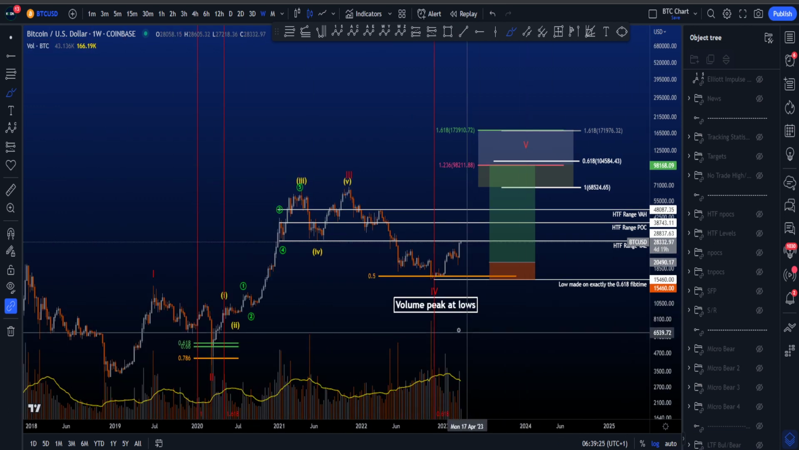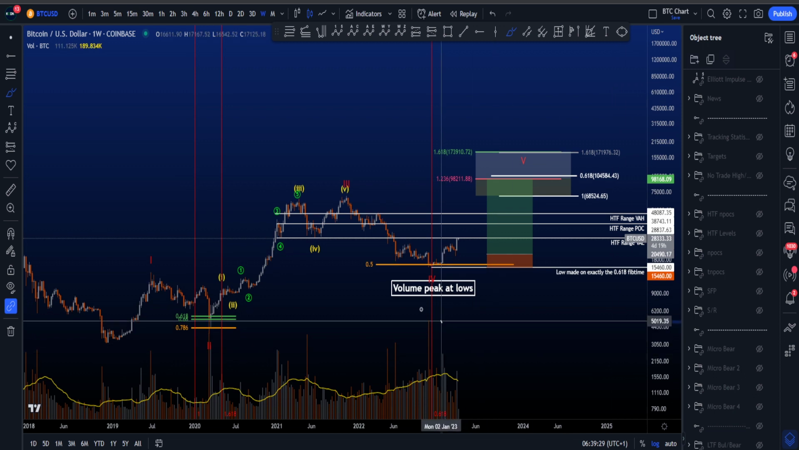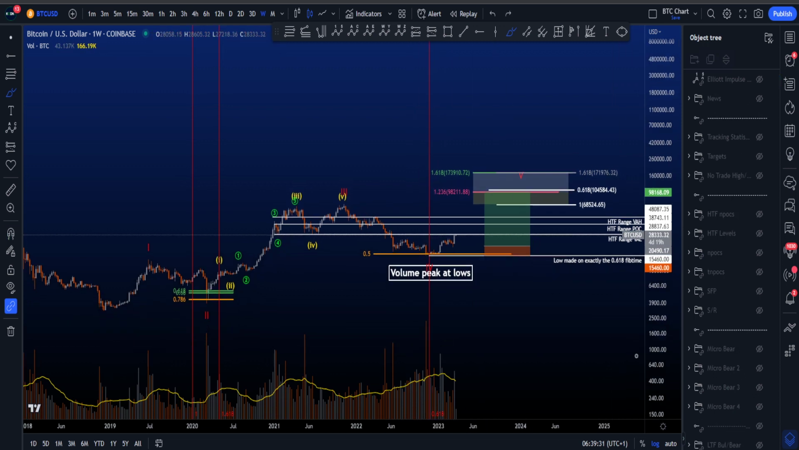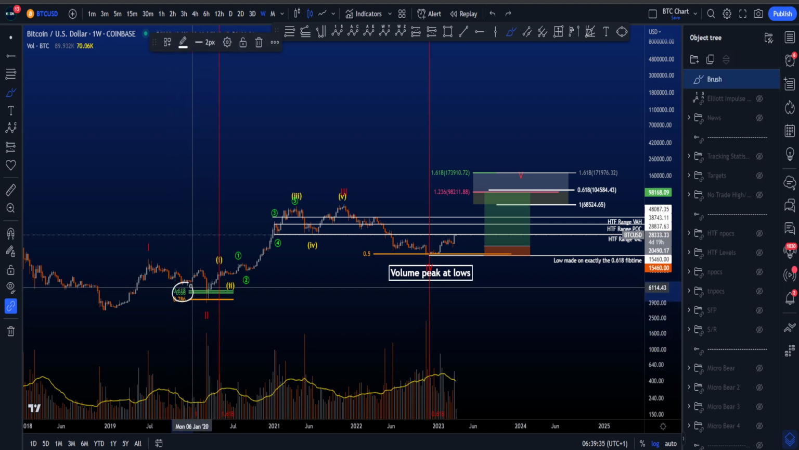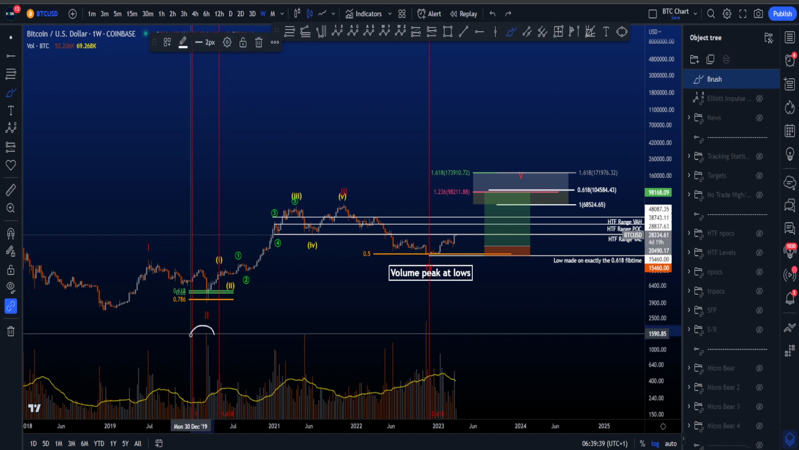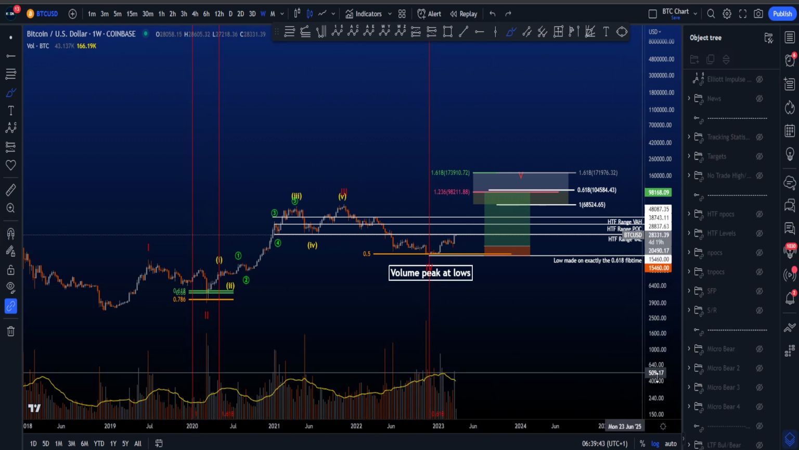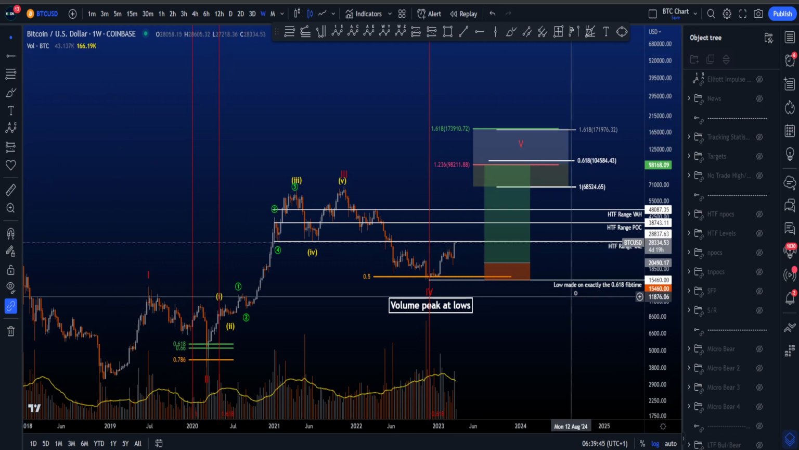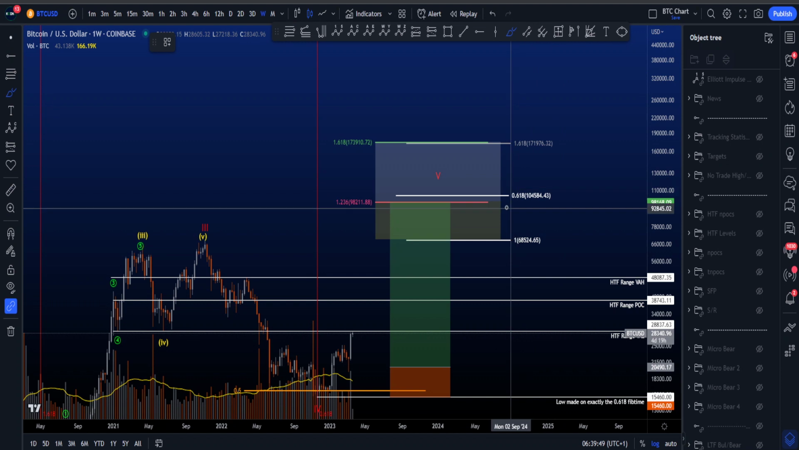And not to forget, we had a high volume peak at the lows of 4 as well, which can signal a reversal area, because the same happened at the low of wave 2, which was the COVID dump, ended perfectly at the golden pocket area for then a wave 3 to the upside. And you can see we had a very high spike in volume, and the same happened at the low of wave 4.